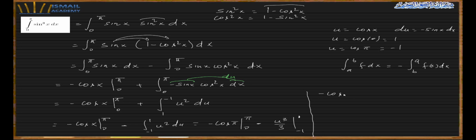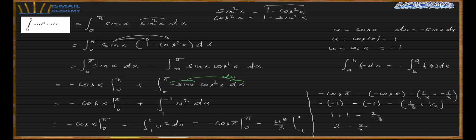So it's going to be minus cosine of pi minus minus cosine of 0. And we have minus parentheses, 1/3 minus minus 1/3. Cosine of pi is minus 1, so it's going to be minus 1 times minus, and here I will have minus 1. Here it's going to be minus, and we have 1/3, so it's going to be plus 1/3. So this is positive, this is positive, so it's going to be 1 plus 1 minus 2/3. So it's going to be 2 minus 2/3, and if we make a common denominator I will end up having 4 over 3, and this will be your answer.